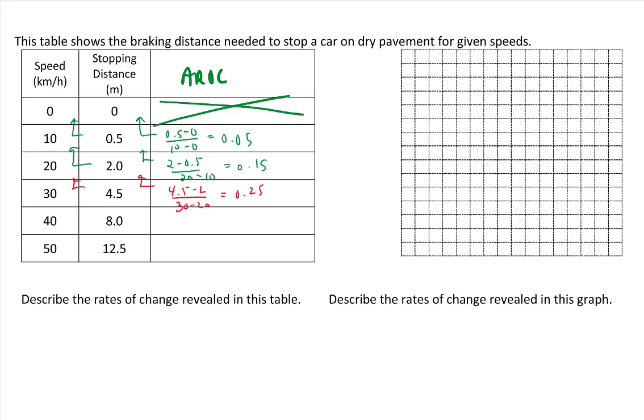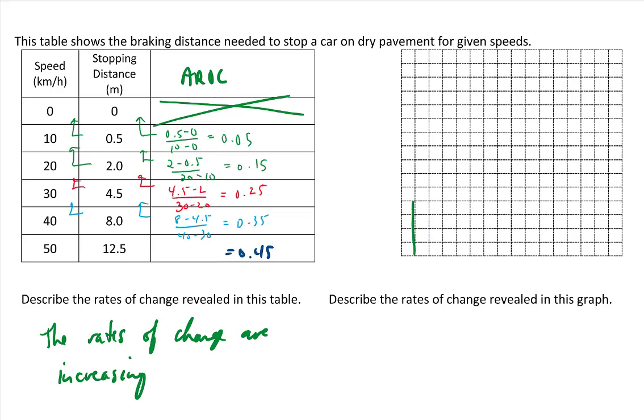This gives me 0.25. And then the next one, 8 minus 4.5 divided by 40 minus 30, 0.35, and if you continue, the last one will be 0.45. So for this example, we can see the rates of change are increasing. They're getting larger as we move further down the table.